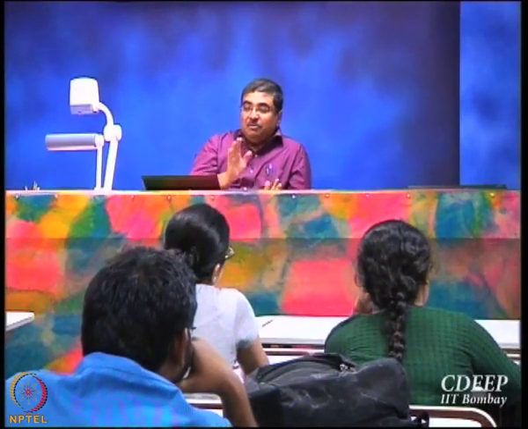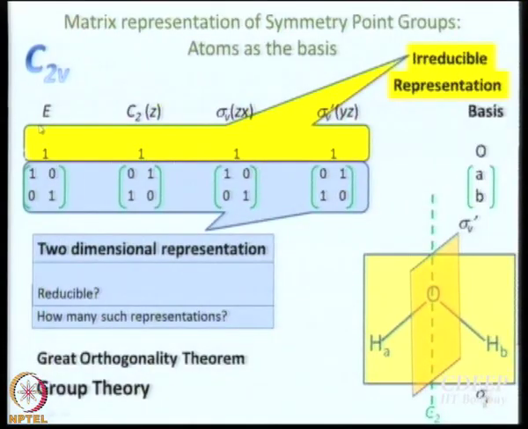Anyway, so water belongs to C2V. We had worked out this representation for C2V, right, using the atoms oxygen, HA and HB as the basis, okay. And then we had obtained two representations, one is a one dimensional representation which has to be irreducible, and the other is a two dimensional representation.